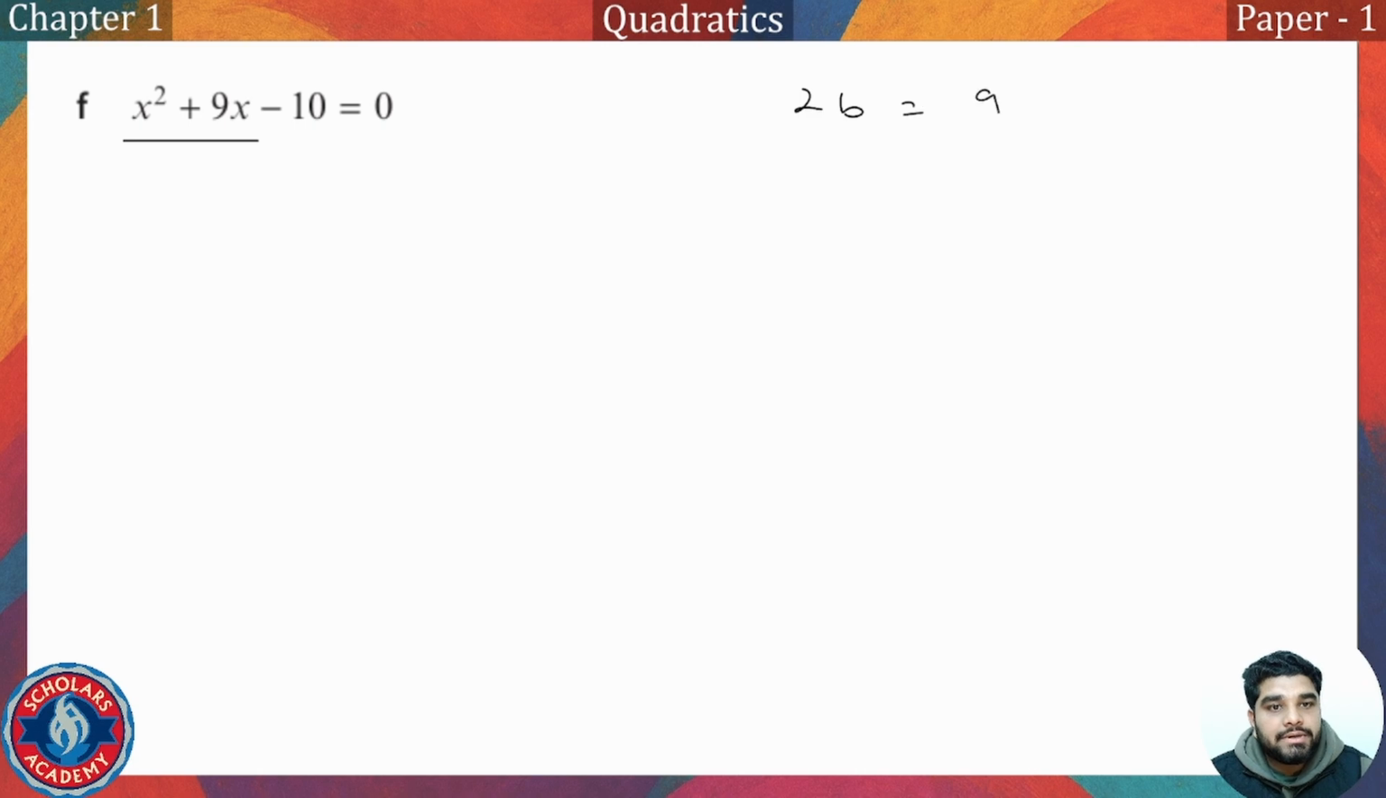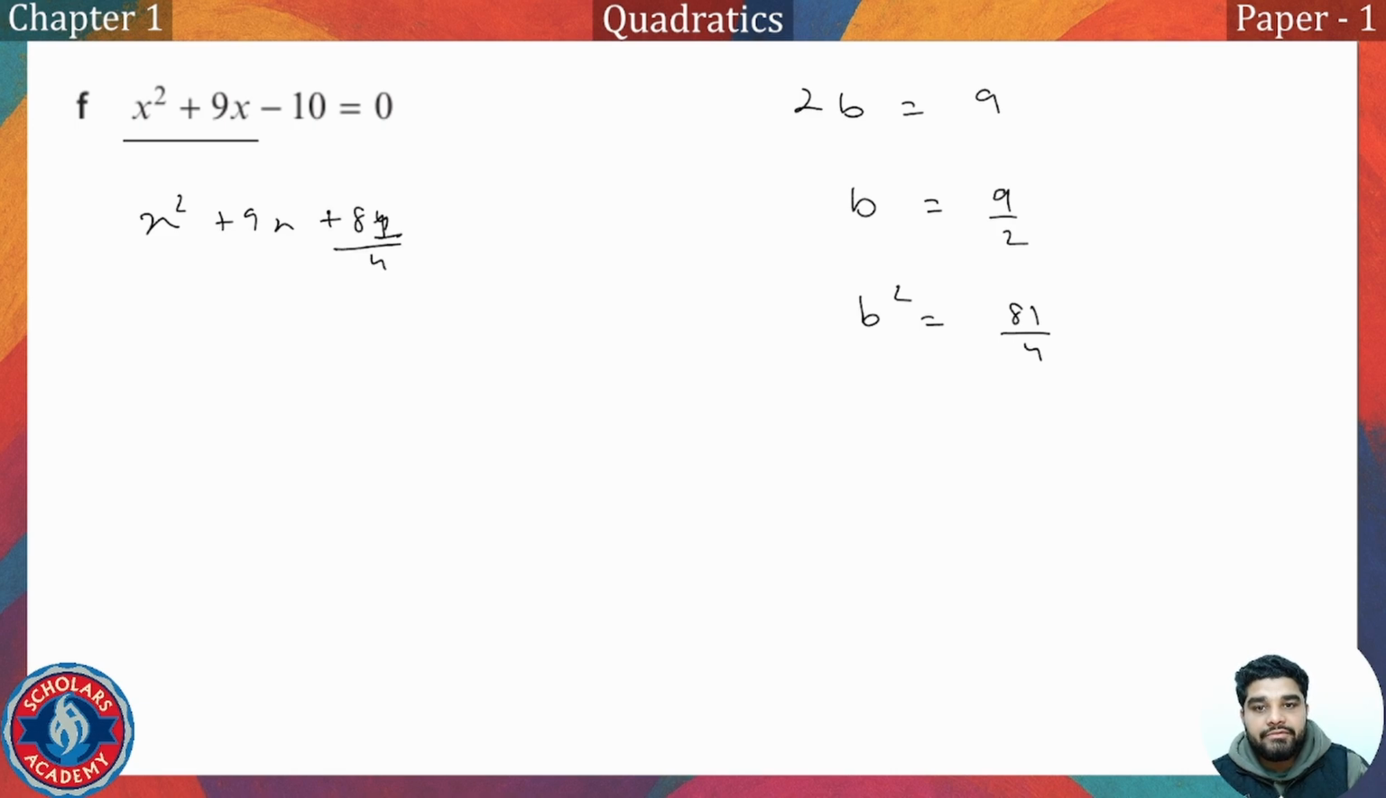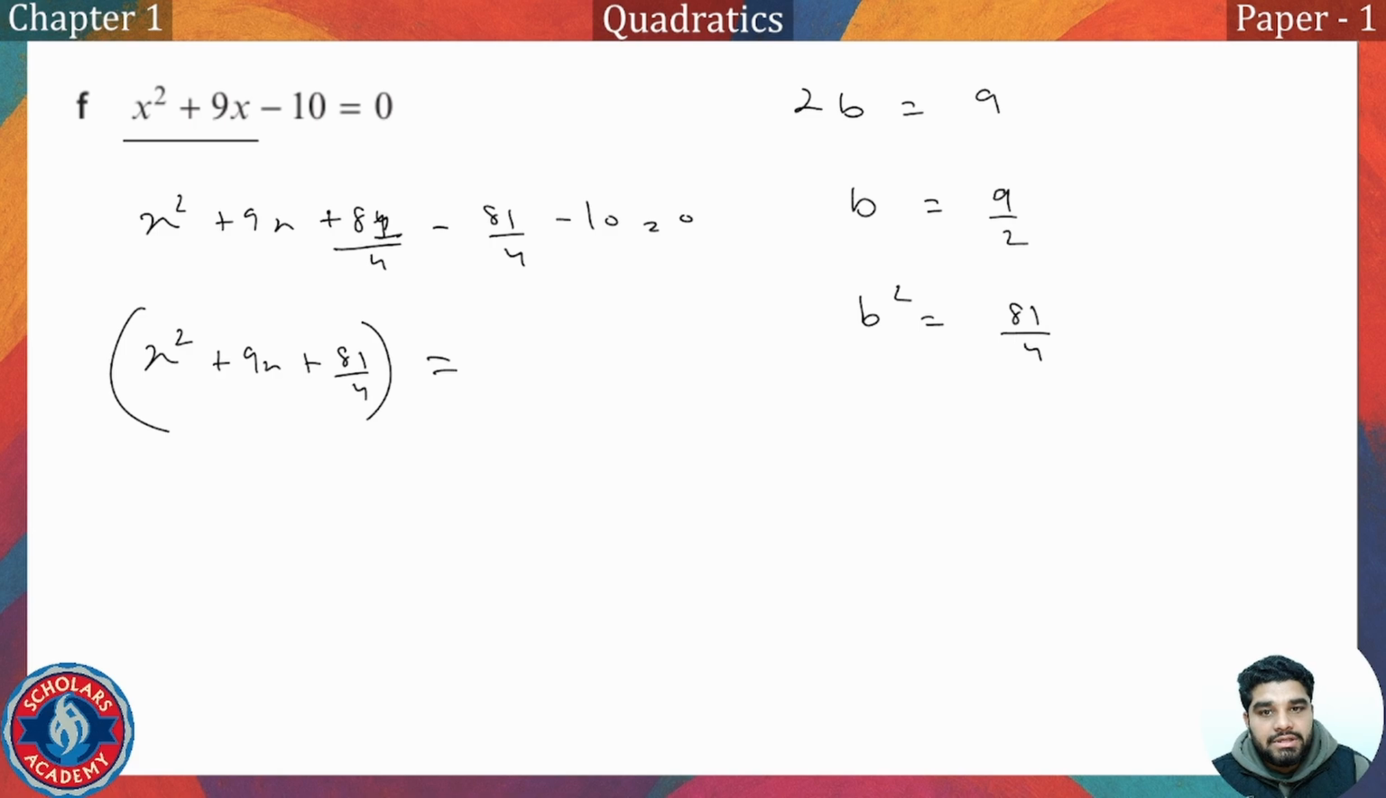2b is equal to 9. b is equal to 9/2. b² is equal to 81/4. Clear? x² + 9x + 81/4 - 81/4 - 10 is equal to 0. x² + 9x + 81/4 is equal to 81/4 + 10.